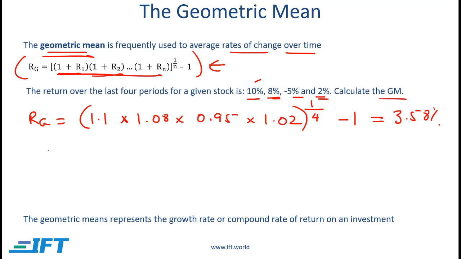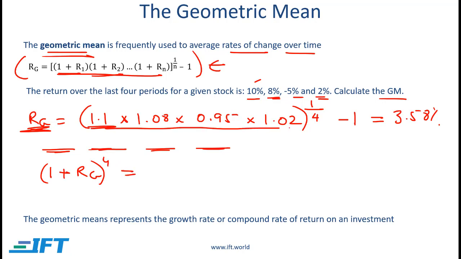We have 4 periods, so 1, 2, 3, 4. What we can say is that the geometric mean represents the average return over each of these periods. So let's say that the geometric mean is given by Rg. So if we have 1 plus Rg to the power of 4, this should be equal to this expression over here.